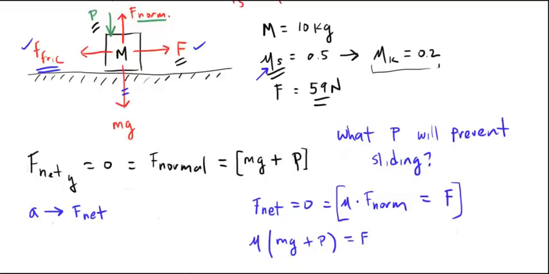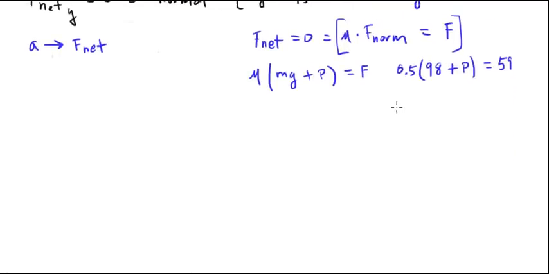Well, let's go ahead and plug in some numbers and find out. So we're going to say 0.5 times mg is 98 plus P equals F. Sorry, we know what F is. F is 59. Now we can just go ahead and solve for P. So we get 49 plus 0.5P equals 59. So P equals 20 newtons.